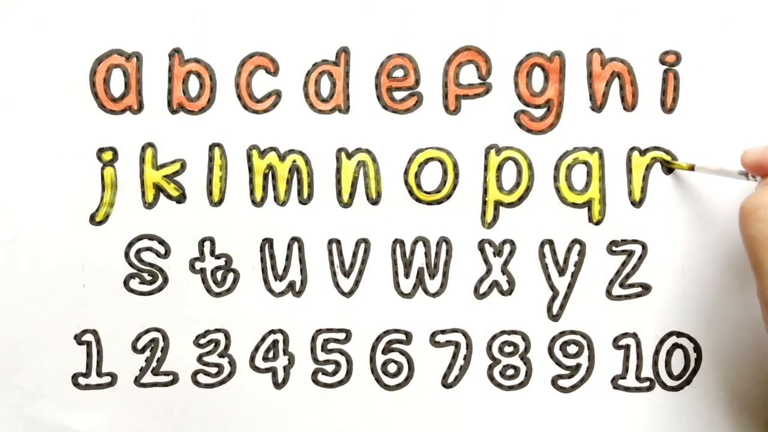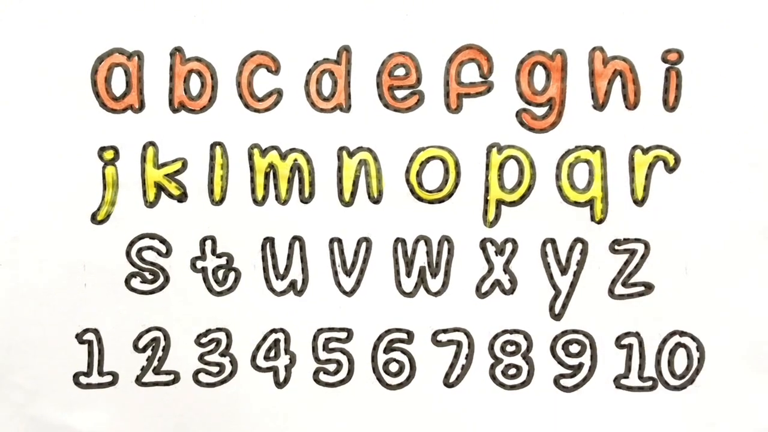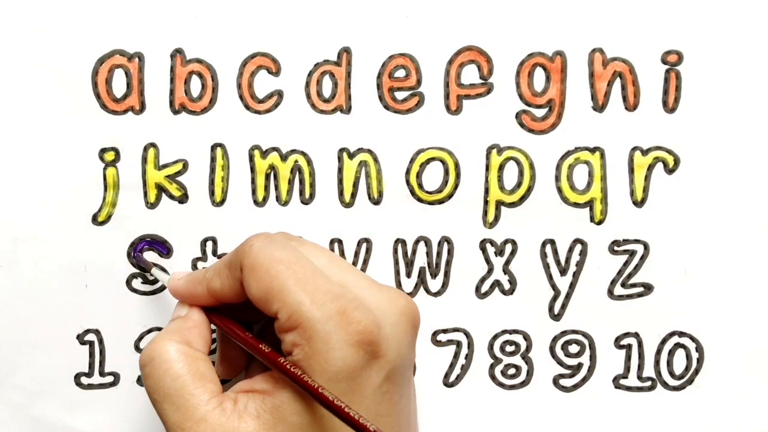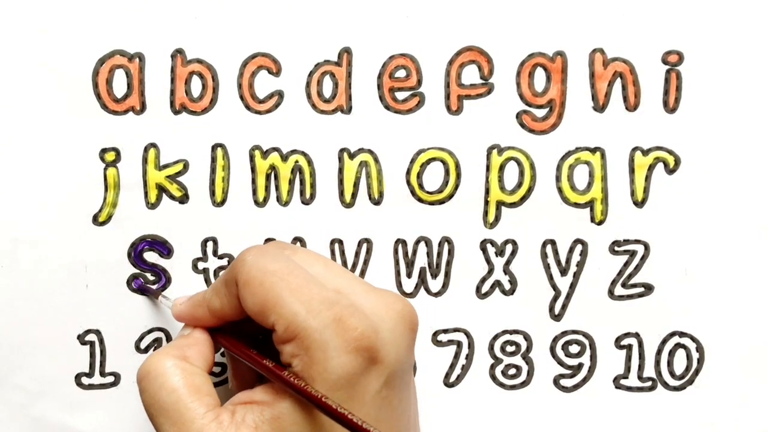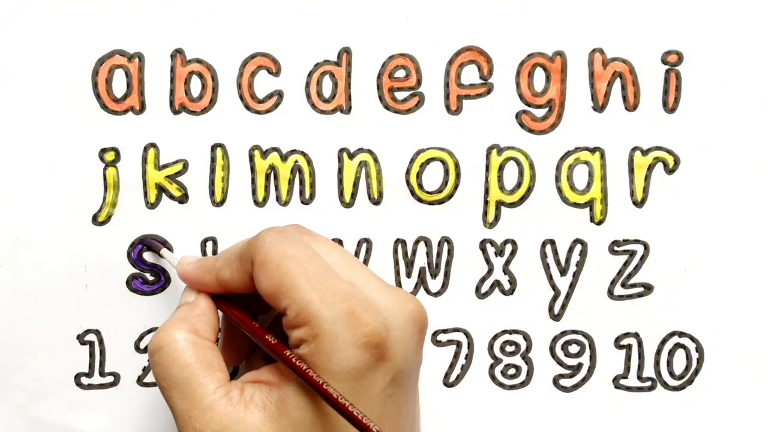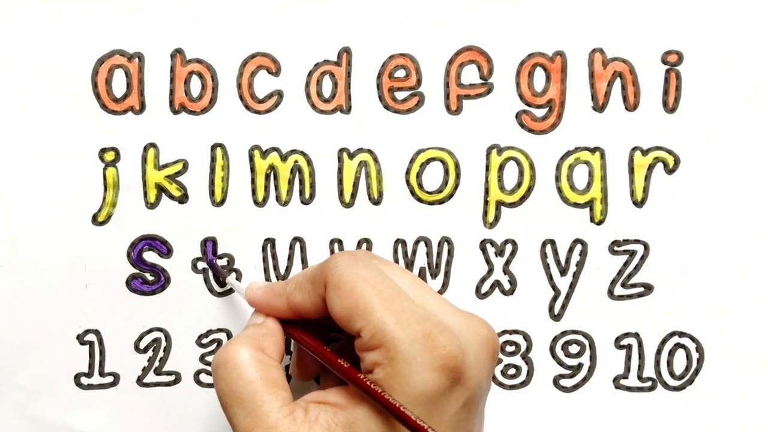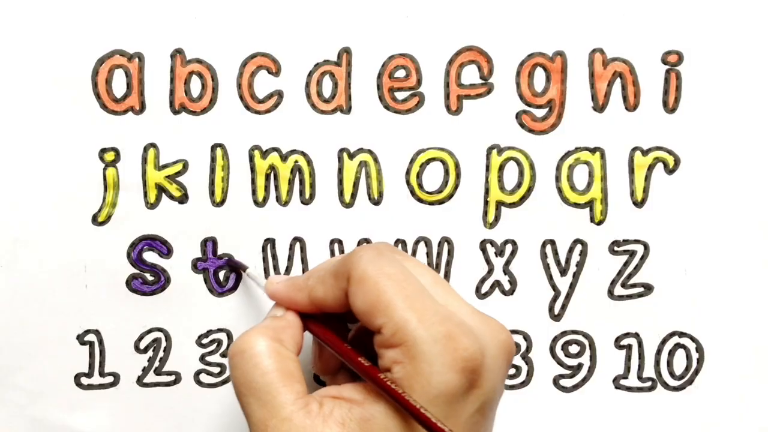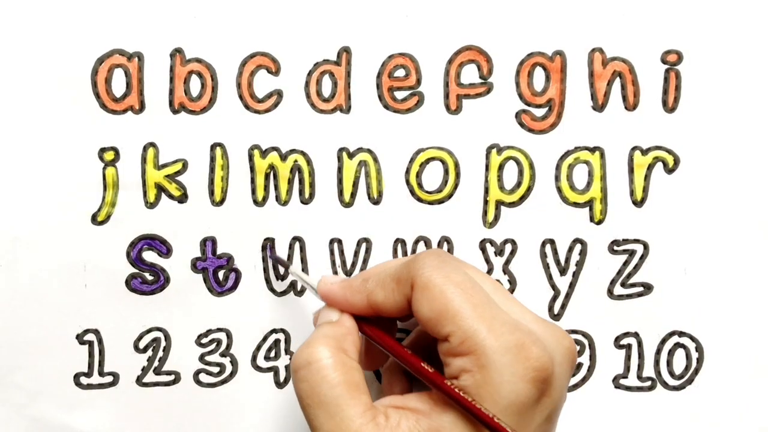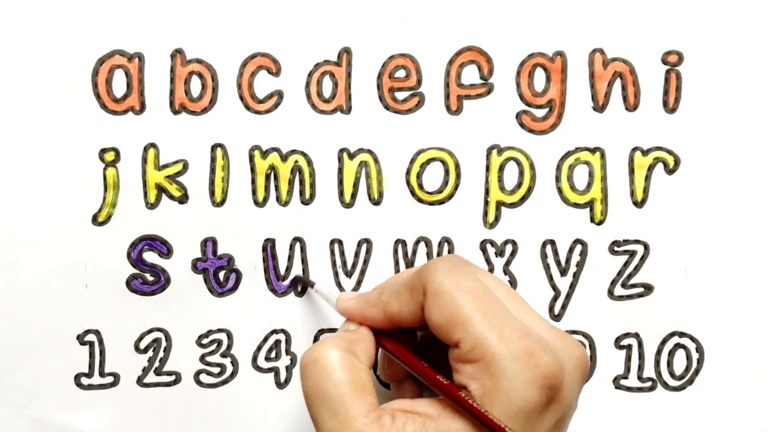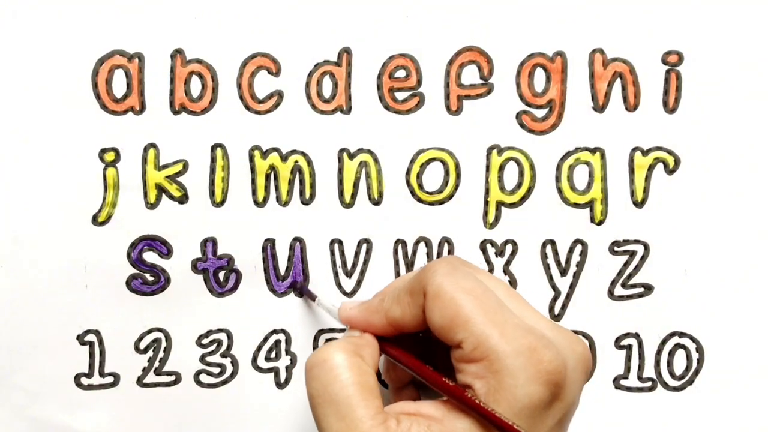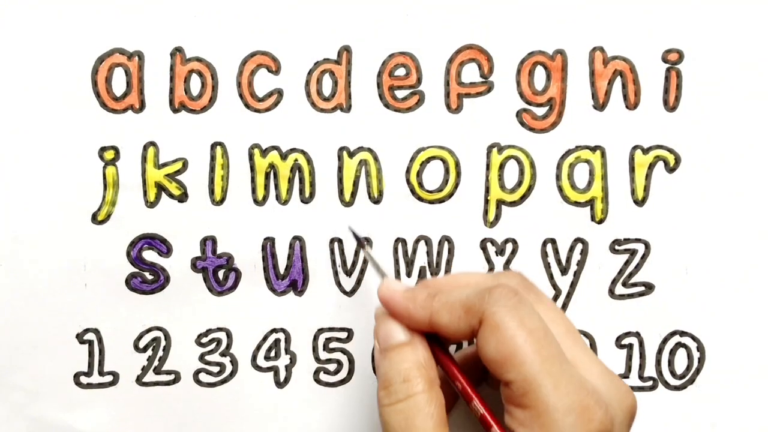A, B, C, D, E, F, G, H, I, J, K, Purple color. S for snake. Q, R, S, T, U, T for tiger. W, X, Y, and Z. U for umbrella. My ABCs. Next time, won't you sing with me?